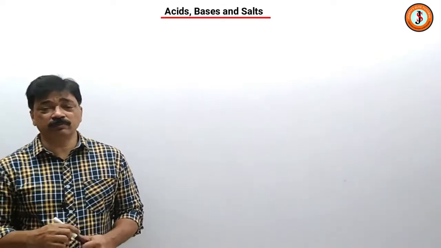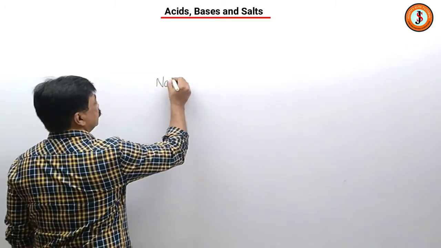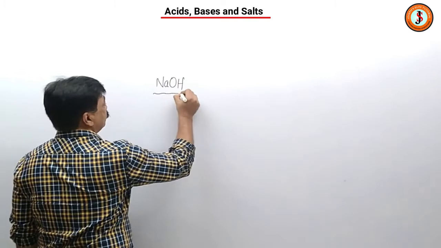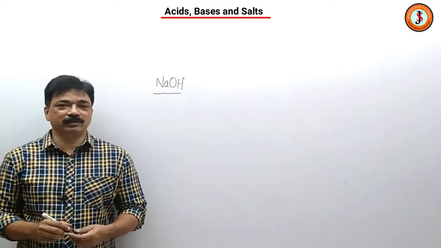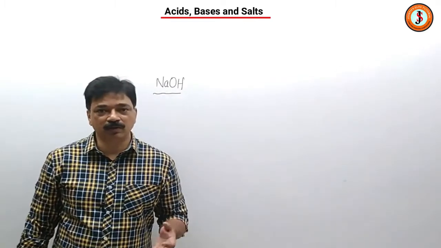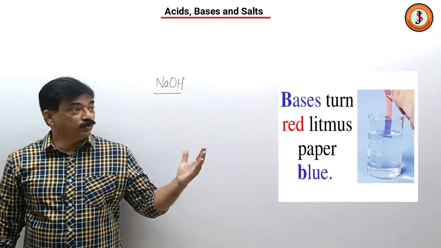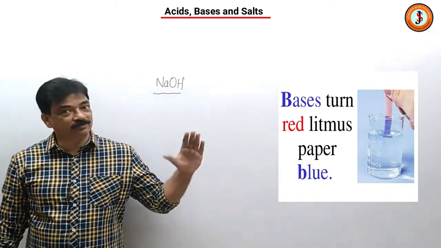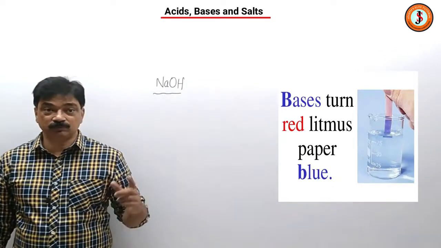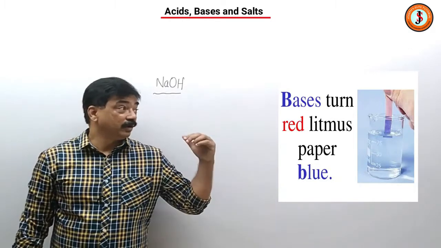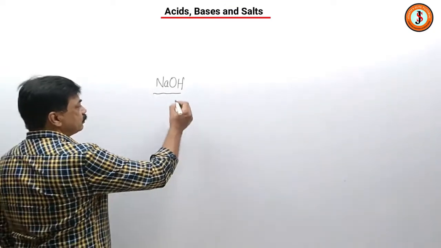Bases are also chemical compounds. For example, I take a base like sodium hydroxide. Bases are bitter in taste, and with litmus paper, bases turn red litmus blue. That you have to remember. Acid turns blue litmus red; bases turn red litmus blue. Now, bases also are ionic in nature.